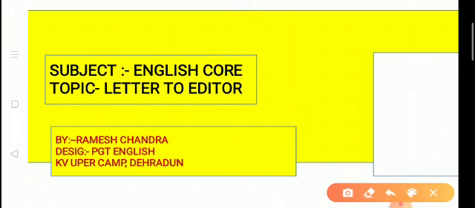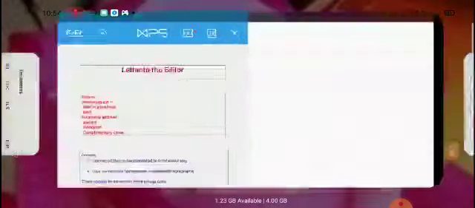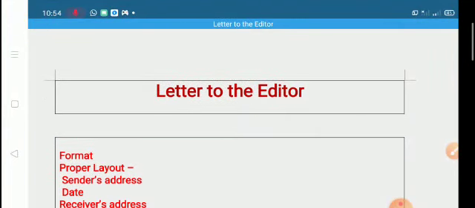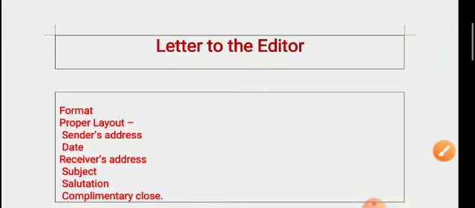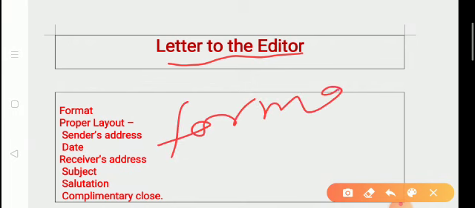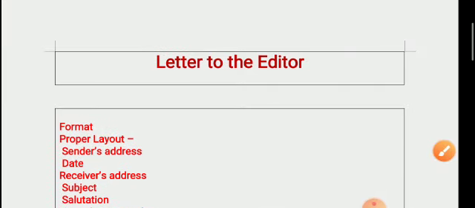Today I will teach you the letter to the editor. Earlier I told you that there are two types of letters, formal and informal. A letter to the editor is a formal letter. In formal letters, we use appropriate format and layout.